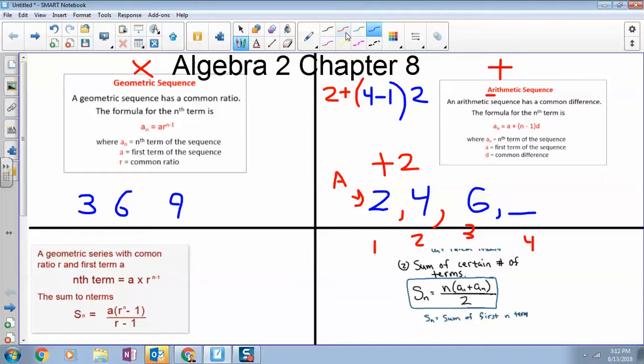So then let's follow the order of operations. Parentheses first. 4 minus 1 is 3. 3 times 2 is 6. 6 plus 2 is 8. So that is how you find the next term. Obviously, this is a basic example where you wouldn't need this formula.